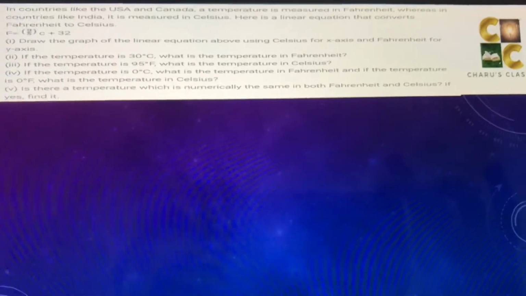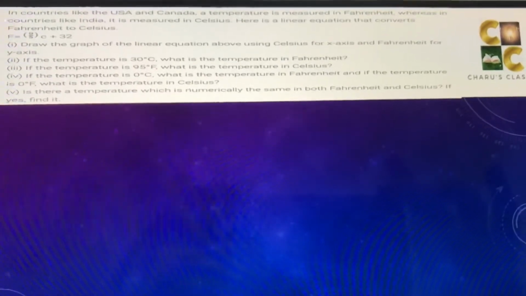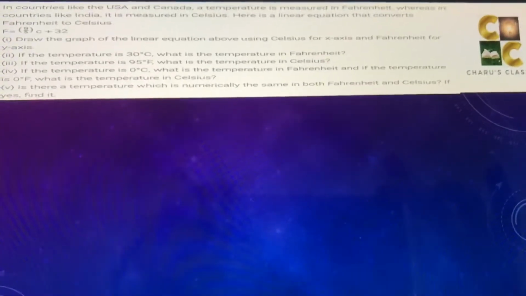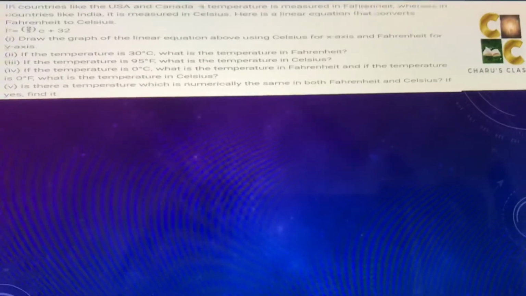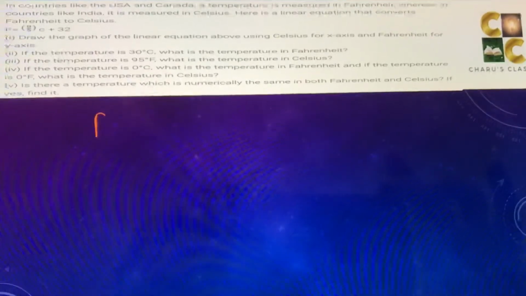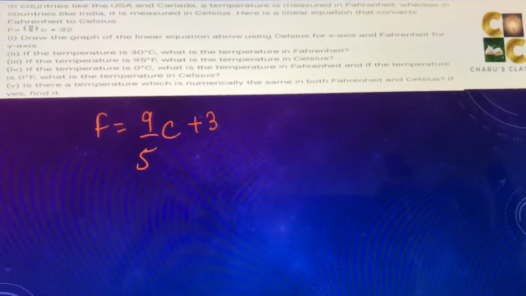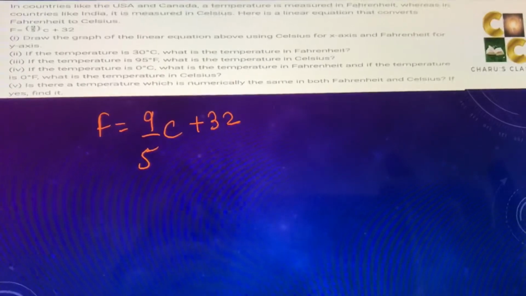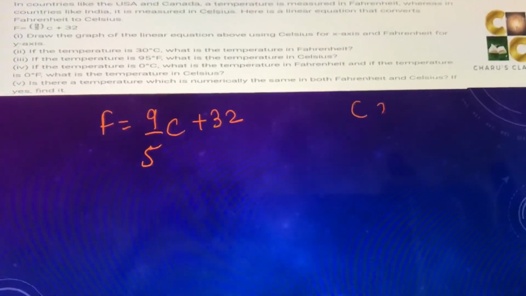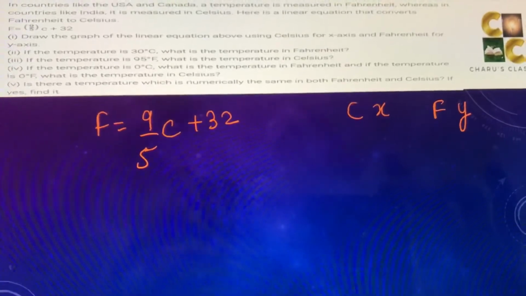In countries like the USA and Canada, temperature is measured in Fahrenheit, whereas in countries like India, it's measured in Celsius. Here is a linear equation that converts Fahrenheit to Celsius: F is equal to 9 by 5 C plus 32. First, draw the graph of the linear equation above using Celsius for the x-axis and Fahrenheit for the y-axis. So that is part 1 of the question.